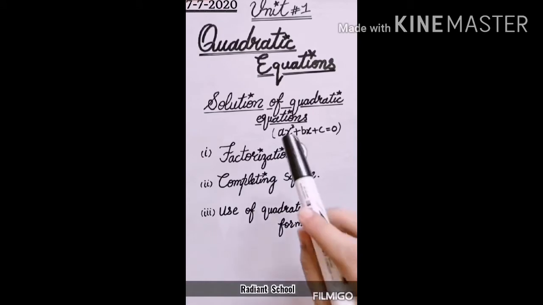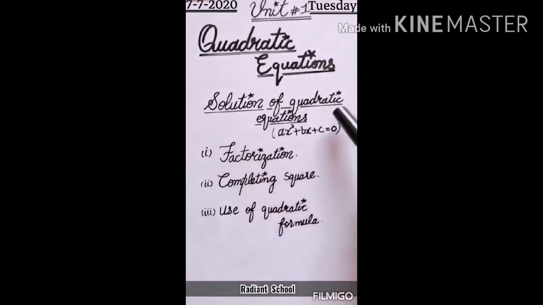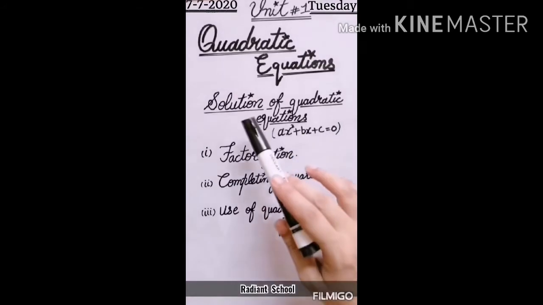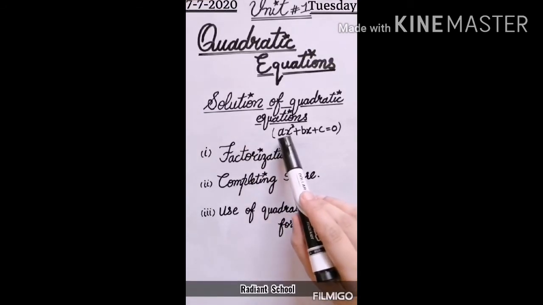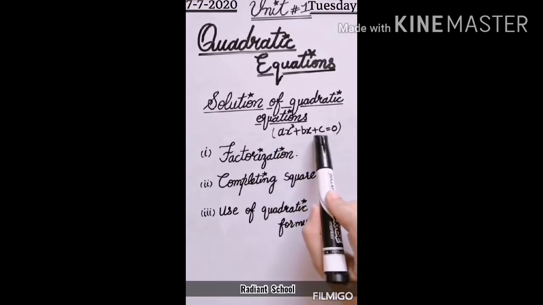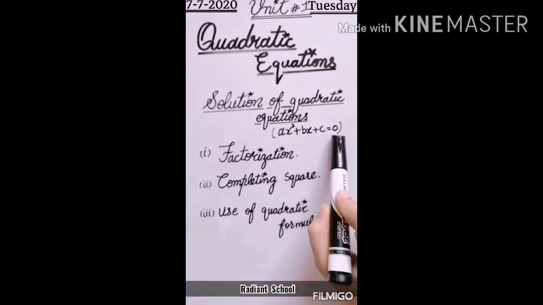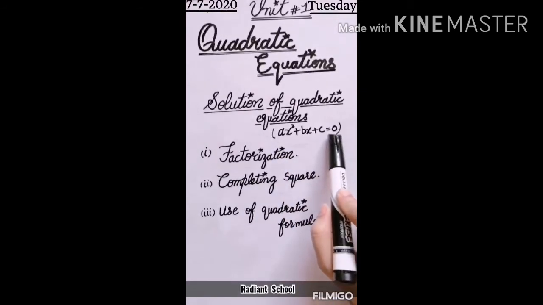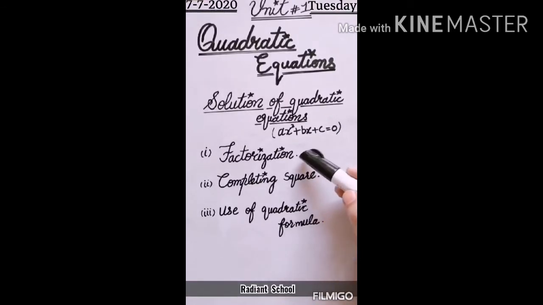Okay students, now we have to find the solution of these quadratic equations which are of this type: ax square plus bx plus c is equal to 0. Solution means you have to find the value of x from these types of quadratic equations. So we have to find the solution of the quadratic equations by using the three methods. There are three methods to find the solution set of quadratic equations.